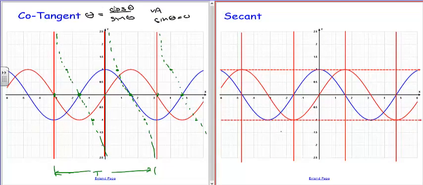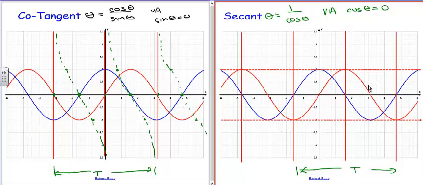Now the secant. Remember the secant of theta is 1 over the cosine. So you'll have vertical asymptotes when the cosine of theta equals 0. Again, the red curve is the sine, the blue curve is the cosine. Notice where the blue curve crosses the x-axis, we've drawn these vertical lines in. The period is the distance between two vertical asymptotes. I've also drawn horizontal lines at 1 and -1. Because sine and cosine oscillate between -1 and +1, the secant doesn't oscillate; it goes from positive infinity down to 1 and back to positive infinity.